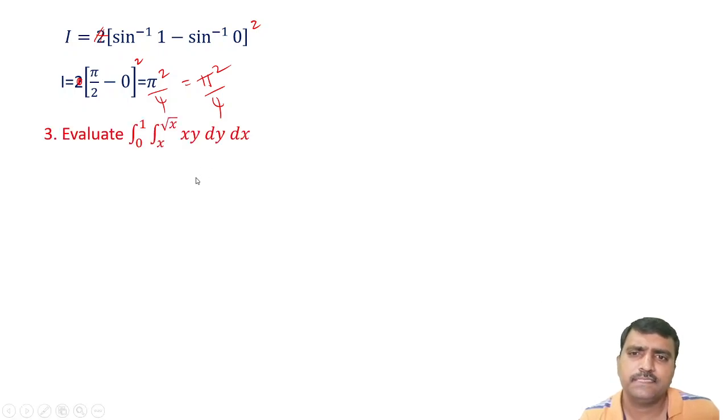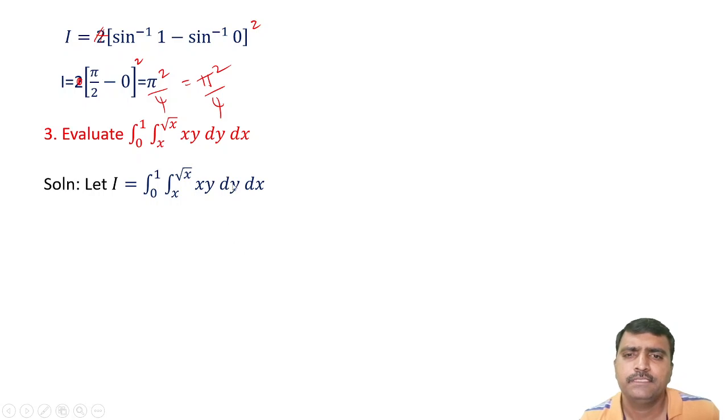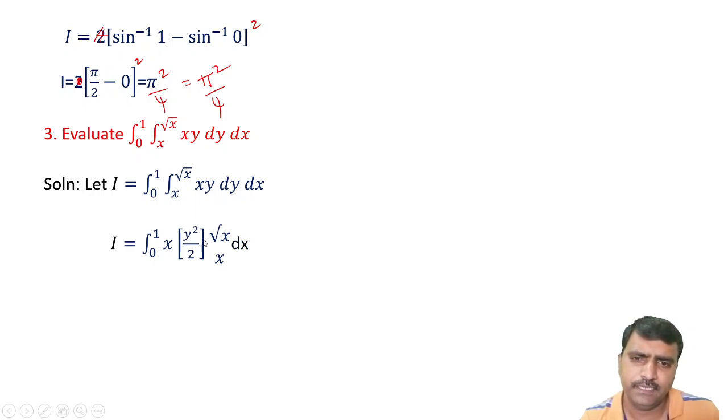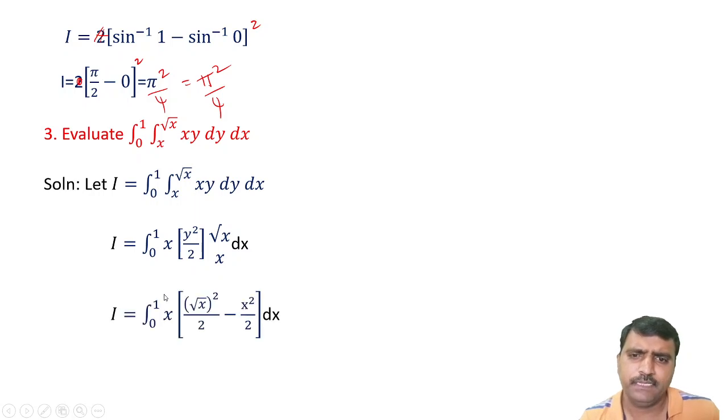Here is one more problem of the same type. Integration from 0 to 1, x to root x, of xy dy dx. This is I. So first we have to take integration with respect to y, then with respect to x. Integration of y gives y square by 2. Its limit is from x to root x. So apply the limit: root x whole square by 2 minus lower limit x, x square by 2.